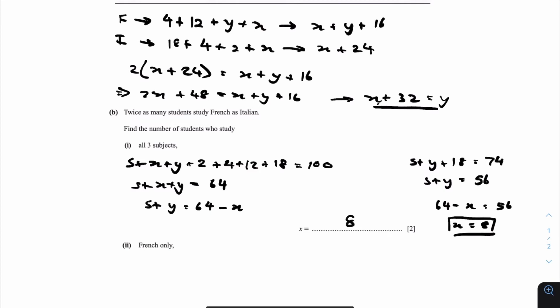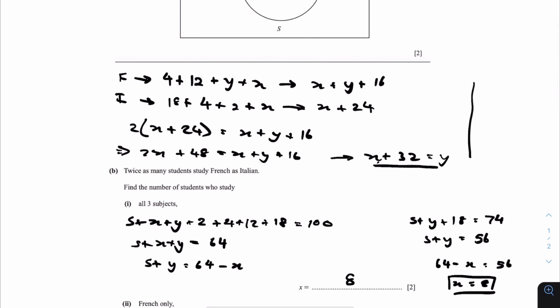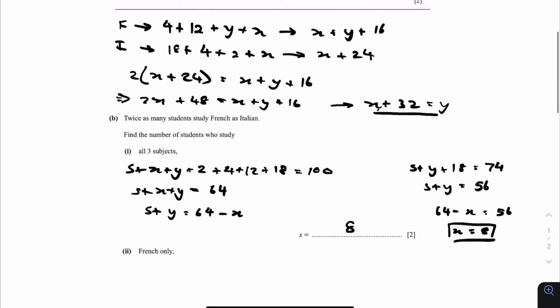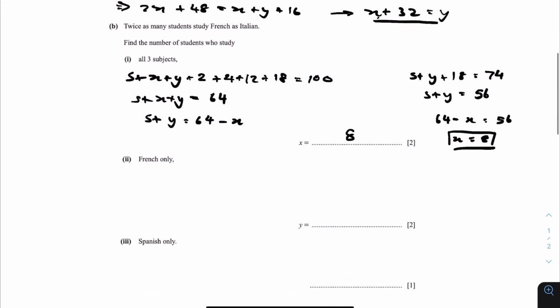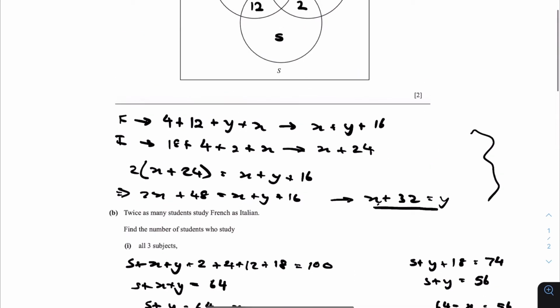So I've not seen this question before, so I also had to do a bit of rearranging myself. In the end, this equation here does not matter for part 1. It should matter for part 2 or part 3, but it does not matter for part 1. So x is equal to 8. We got that without using this equation over here.